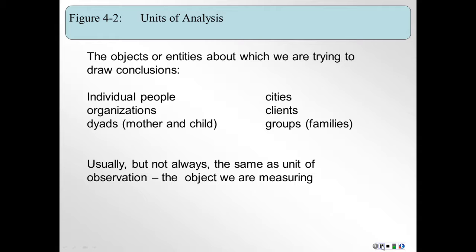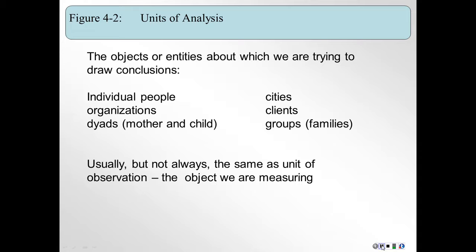Now, usually, but not always, units of analysis are the same as the unit of observation, the object we are measuring. Okay, usually, but not always. We might, for example, collect data about individual students when we're actually interested in comparing schools or classes at a school. So we observe students, but we aggregate that data in order to draw conclusions that allow us to compare different classes at a school, or to compare different schools, or maybe to compare different state school systems, one to the next. It's almost always possible to aggregate data in that fashion.